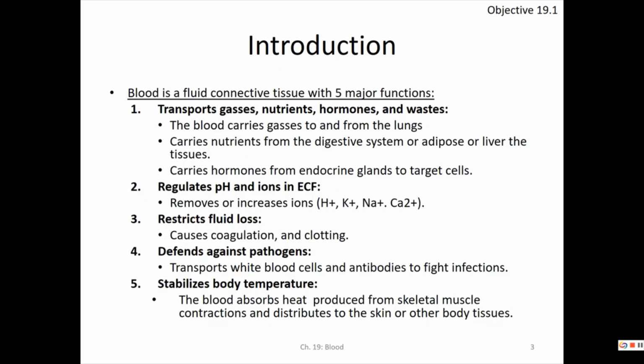So it can stabilize body temperature by transporting the heat produced as a byproduct of muscle contractions, sending it to other parts of the body. So that's the 5 big functions.